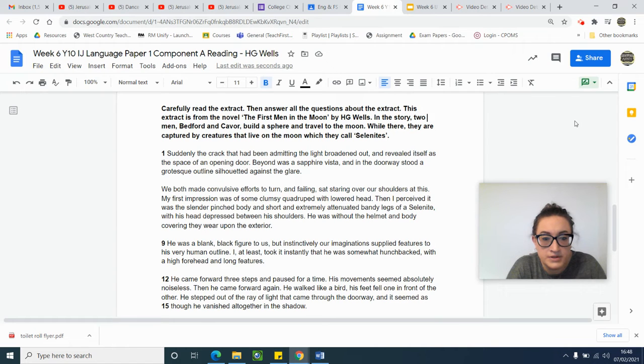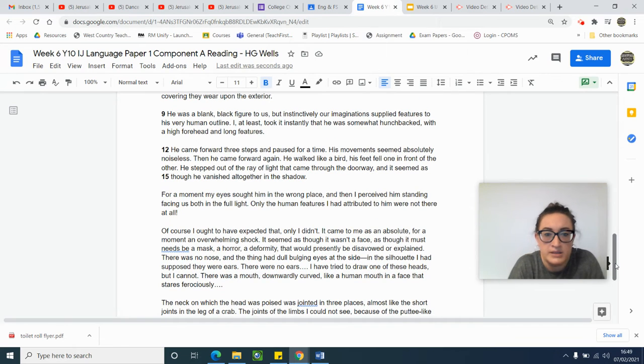My first impression was of some clumsy quadruped with a lowered head. Then I perceived it was the slender pinched body and short and extremely attenuated bandy legs of a Selenite, with his head depressed between his shoulders. He was without the helmet and body covering that they wear upon the exterior. He was a blank, black figure to us, but instinctively our imaginations supplied features to his very human outline. I, at least, took it instantly that he was somewhat hunchbacked, with a high forehead and long features.